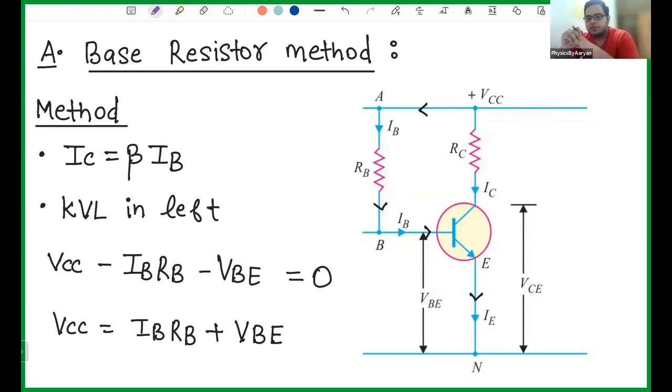Okay, so there are four methods. Number one, base resistor method. In that method, there is a common voltage being applied, which is known as plus VCC, and there are two resistors: one is the base resistor, one is the collector resistor, and there is no resistor in the emitter. Sometimes there is no resistor, and sometimes there could be one, so it is not compulsory that there will be no resistor; there can be a resistor. Okay, so what is happening here is that this is a common voltage.